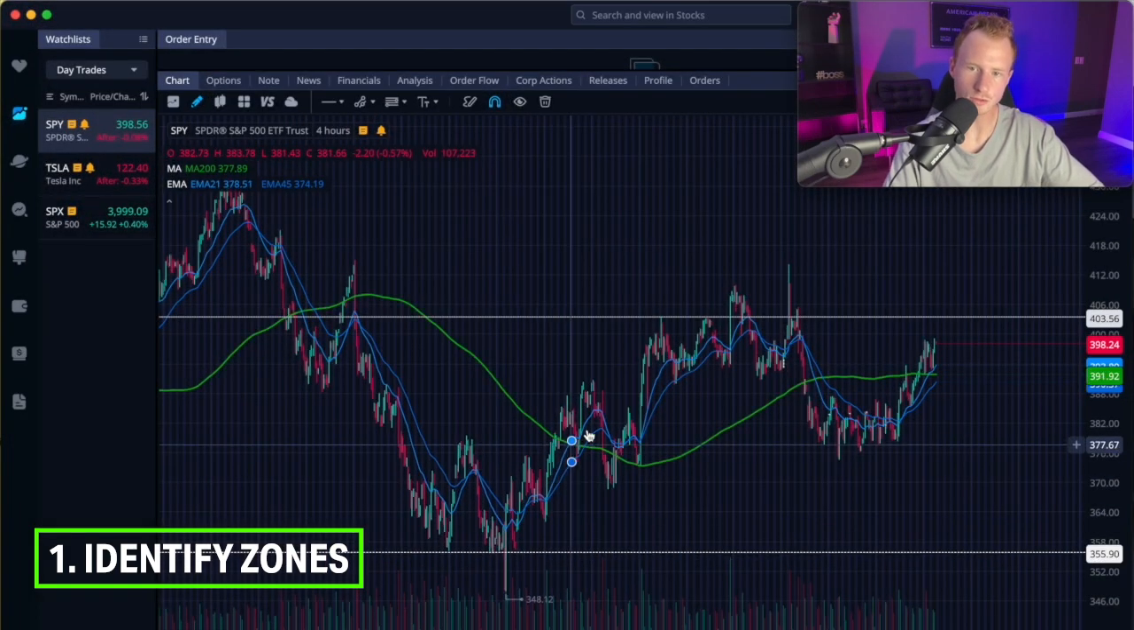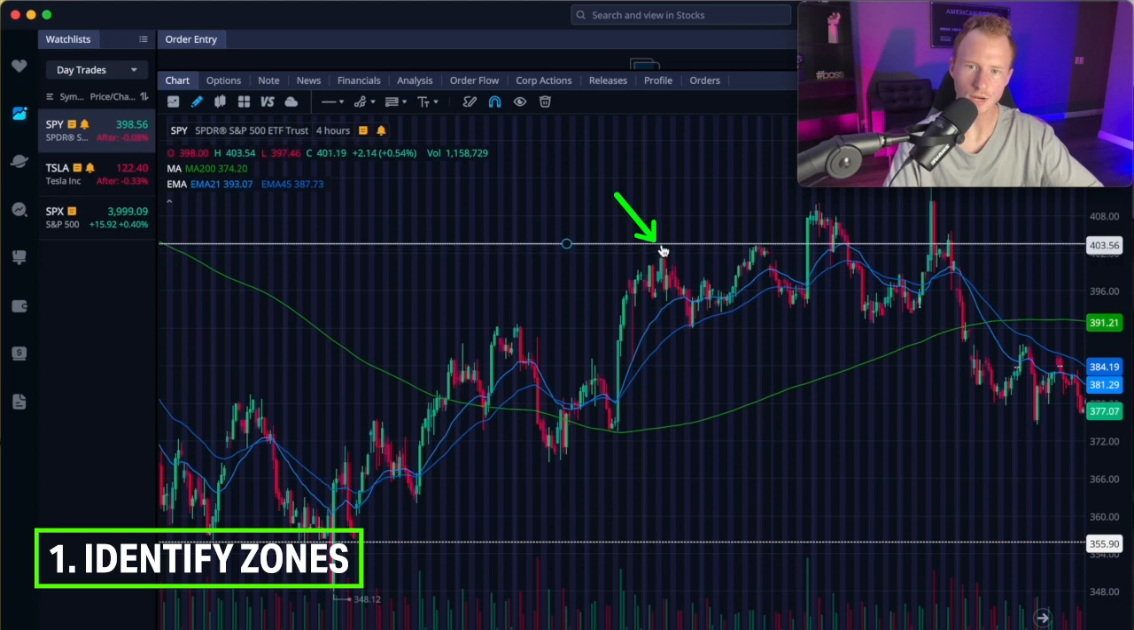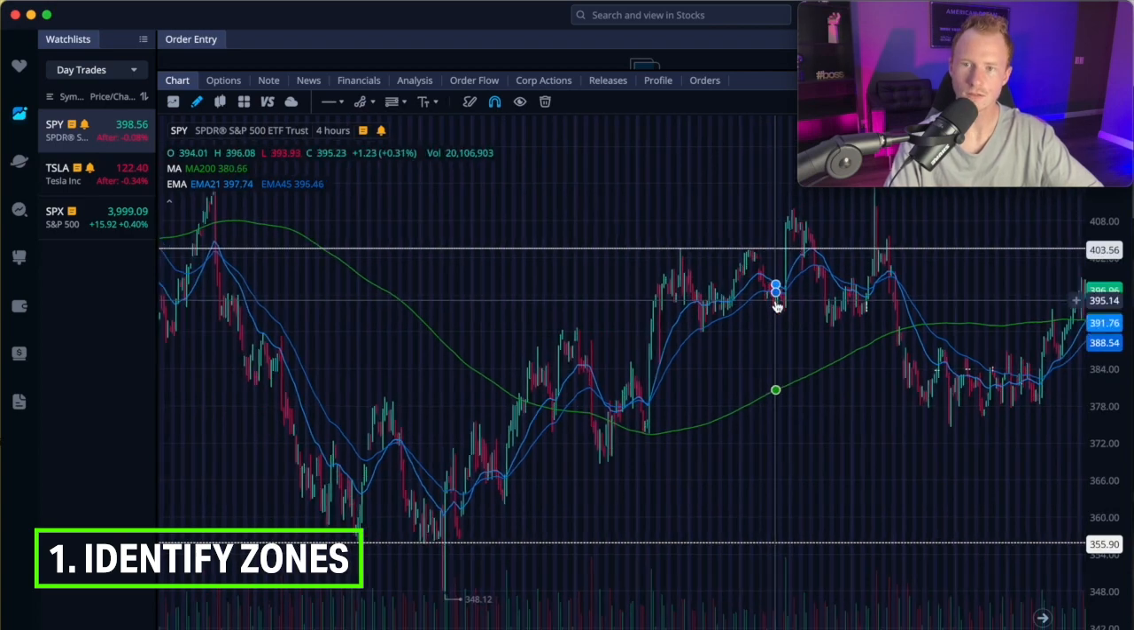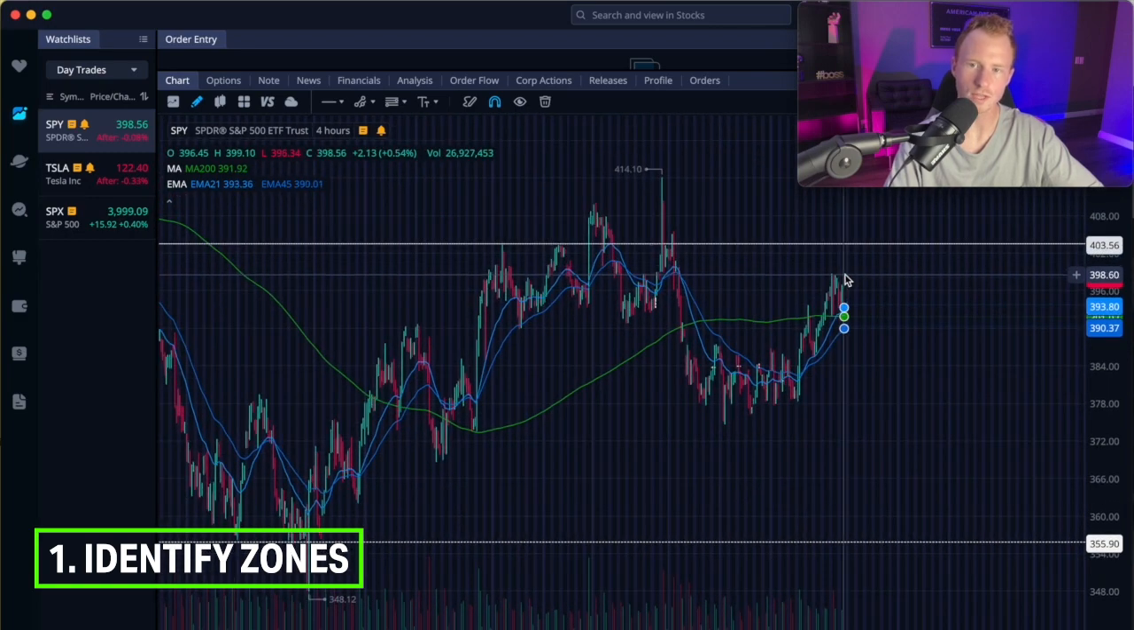If we go towards the top, this is more of the supply section. We got up here to this price level and price immediately wicked down and started to sell off. The same thing happened again right here: price wicked down and immediately sold off. The same thing happened up here again, and now we're starting to itch over to that price.